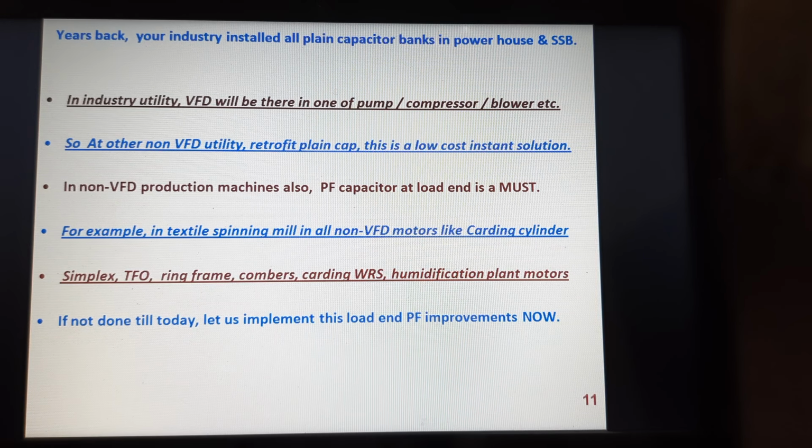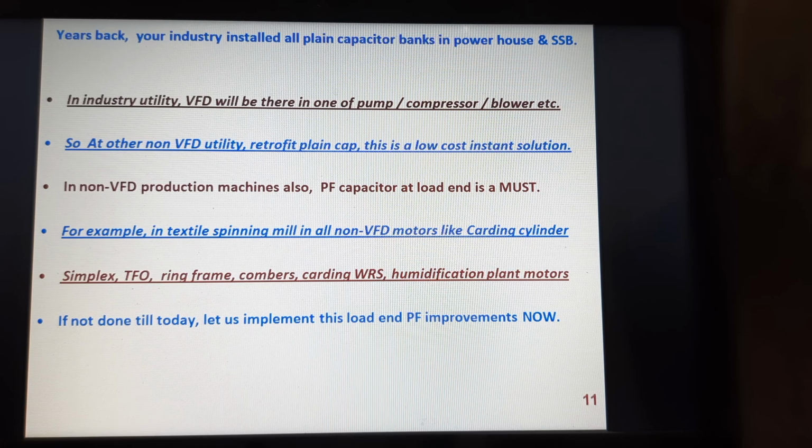Years back, industry installed all plain capacitor banks in the powerhouse and SSB, almost a decade or many years back. In industry utility, the VFD is there in any one of the pump, compressor or blower. If you have 3 compressors, you may have a VFD on 1 compressor. But for all the other non-VFD utility compressors, pumps or blowers, you can fit a plain capacitor at their non-VFD panels. This is a low cost instant solution.